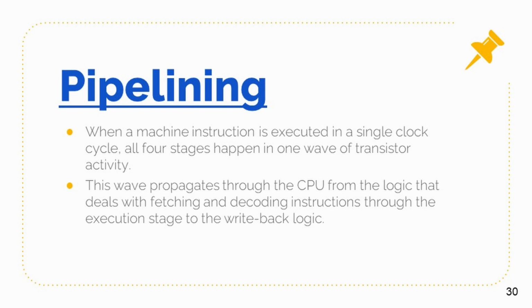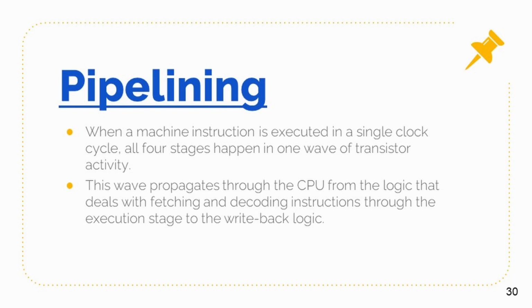Pipelining is a technique used in modern CPUs to improve instruction throughput and overall performance by allowing multiple instructions to be processed simultaneously. Instead of waiting for one instruction to complete before starting the next one, pipelining divides the instruction execution process into sequential stages, each of which can be performed concurrently for different instructions.